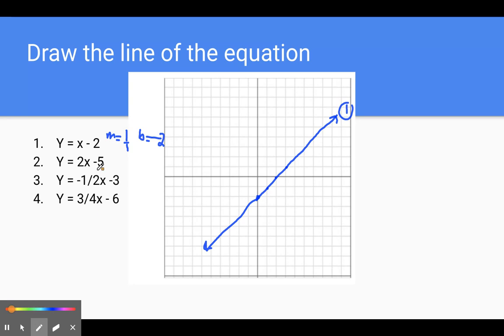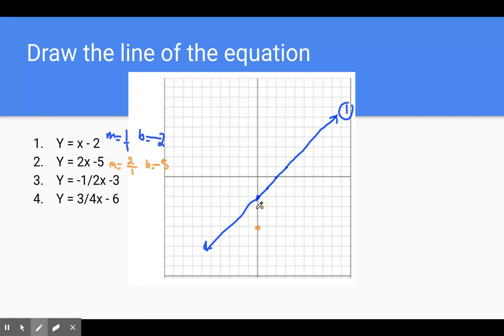For line 2, our m, the slope, is 2. But remember, if you want to think of it as a fraction, because it's rise over run, we would say that it's 2 over 1. Any whole number is just over 1. And then b, our y-intercept, is -5. So we're going to go down here to -5.